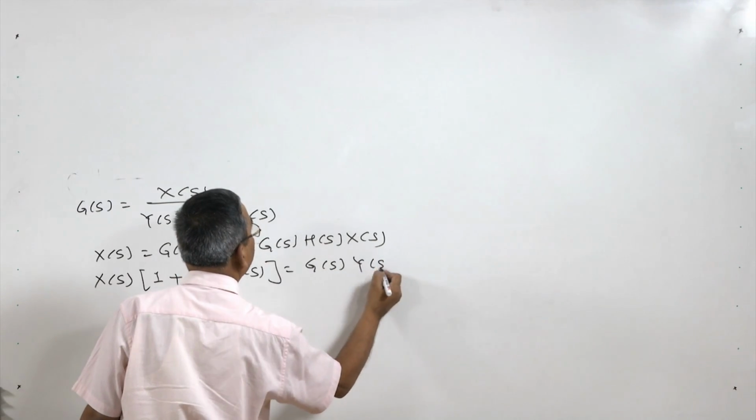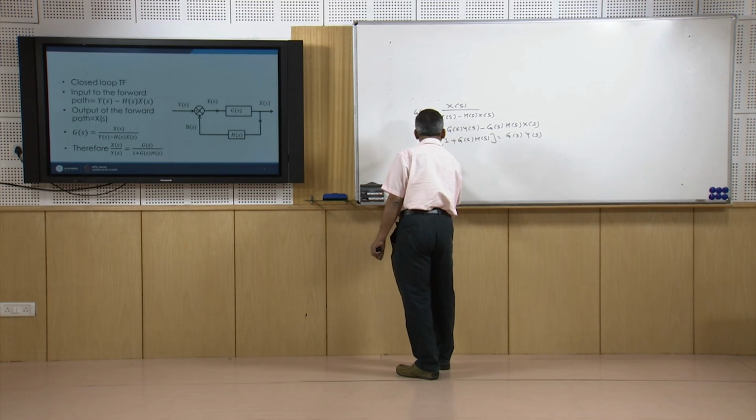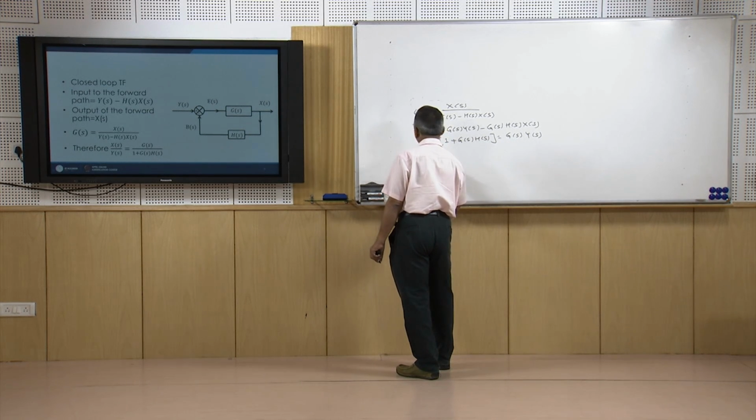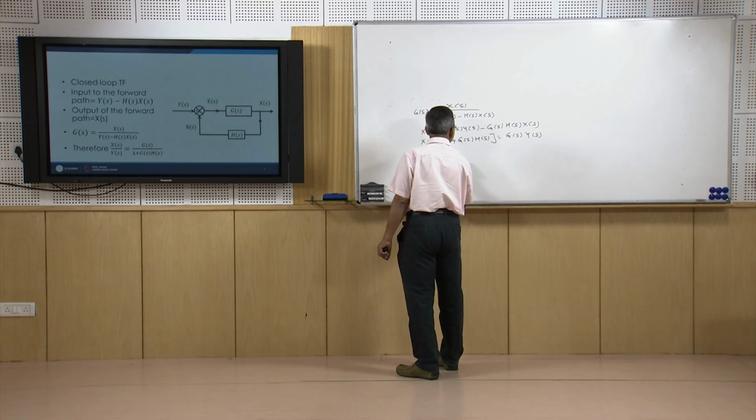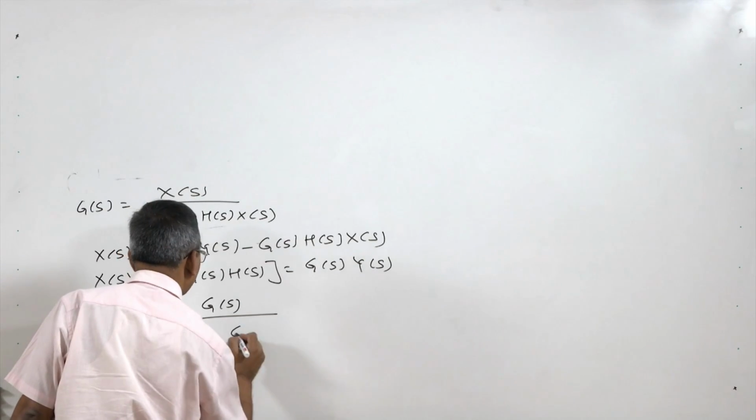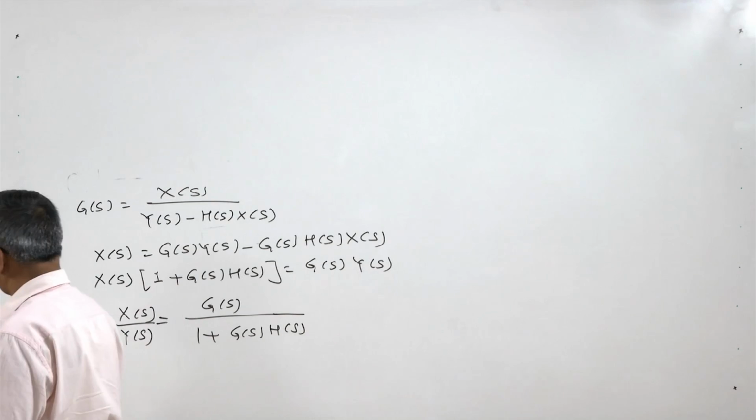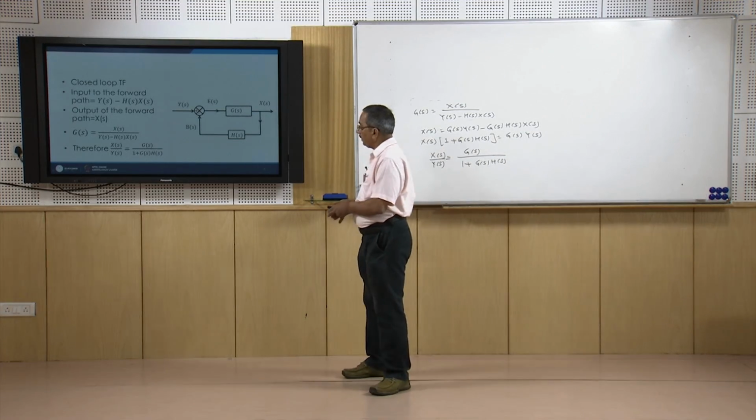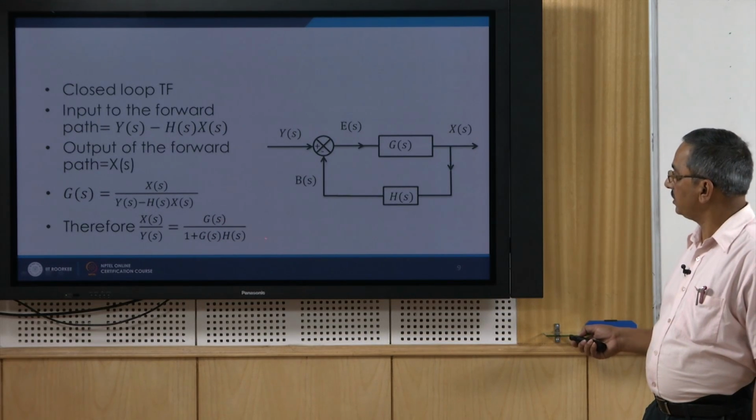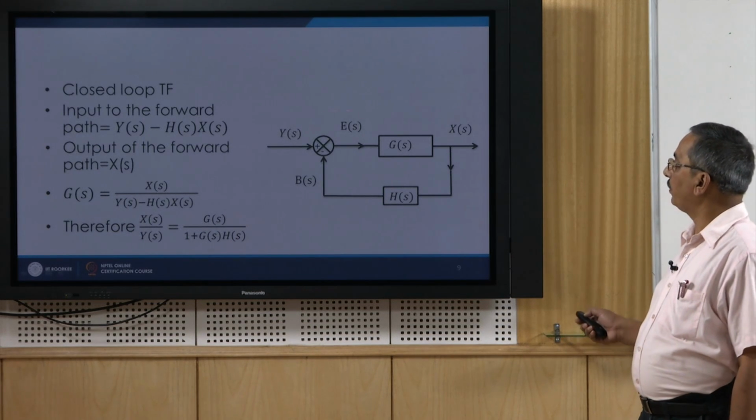Gs Ys. So what is my ratio of Xs by Ys, that is the output by input? This is my Gs upon 1 plus Gs Hs. So this is what we get here. Xs upon Ys is Gs upon 1 plus Gs Hs. So this way we can find out the closed loop transfer function.